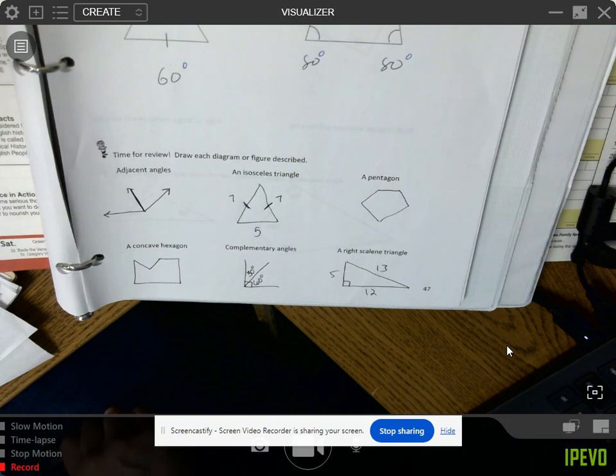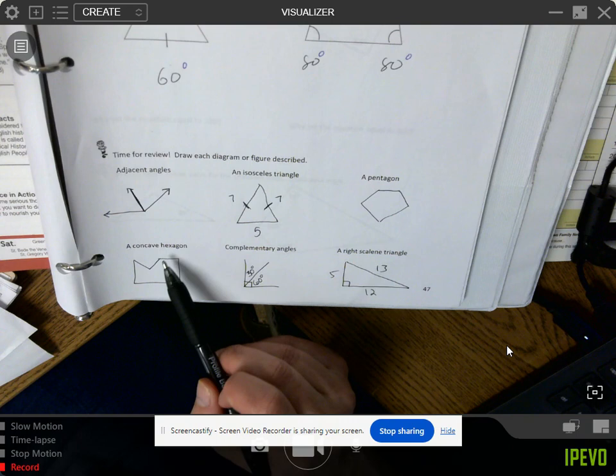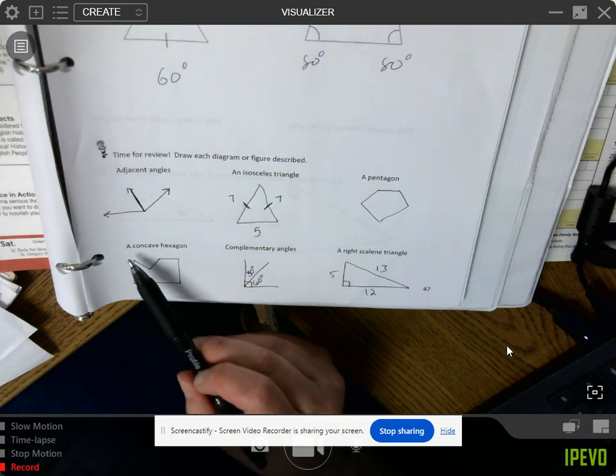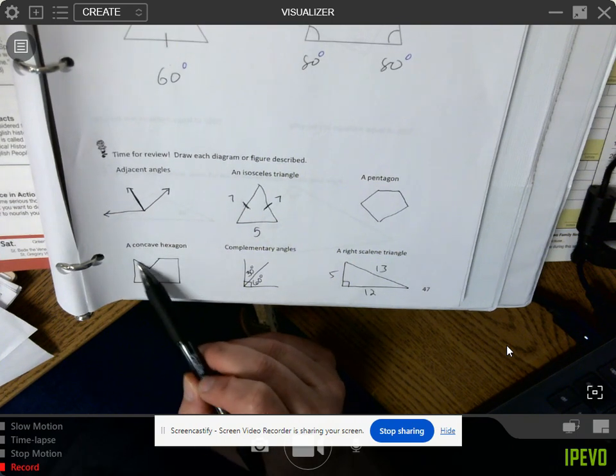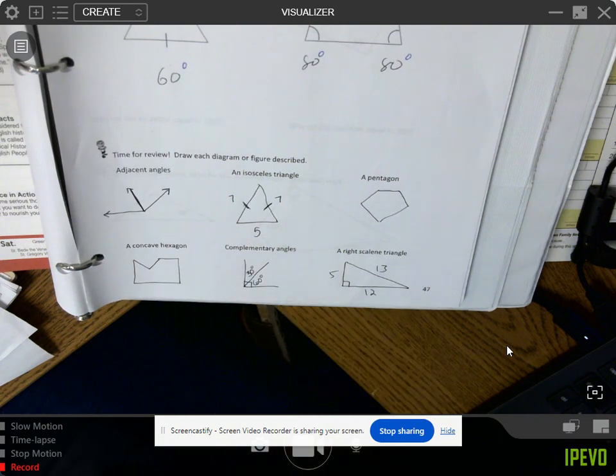For a pentagon, you must show a five-sided polygon. I just need to be able to look at it and count your five sides. Doesn't matter what the shape looks like as long as it is five sides. For a concave hexagon, you must have six sides and you must show a cave-in. So we've got 1, 2, 3, 4, 5, 6, and there is a cave-in.